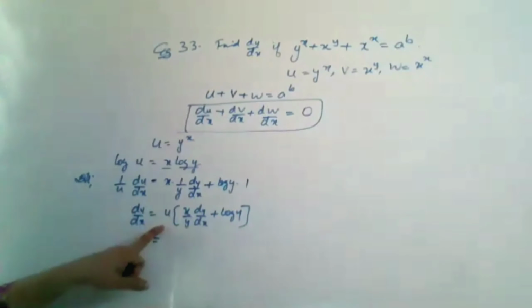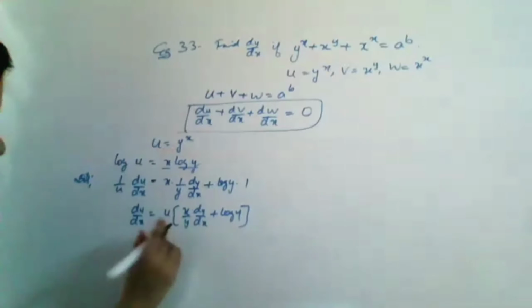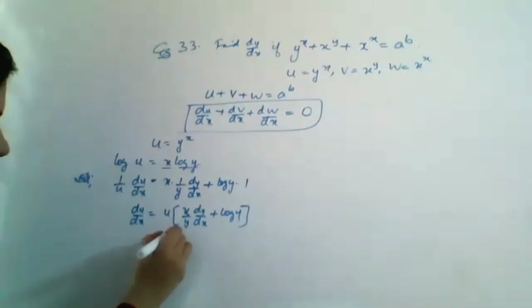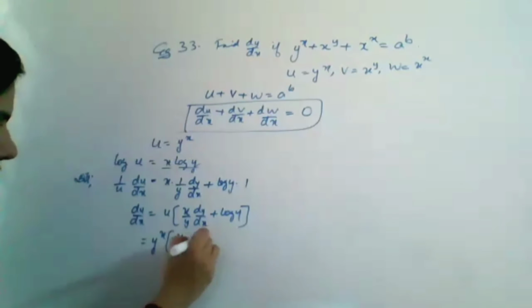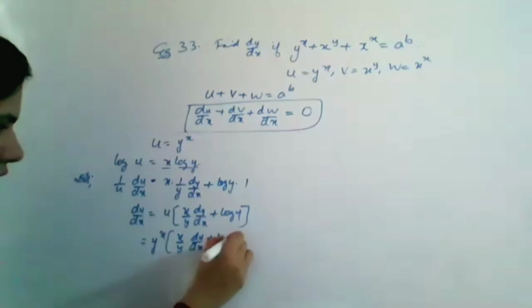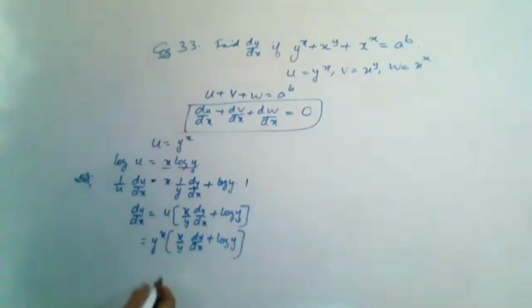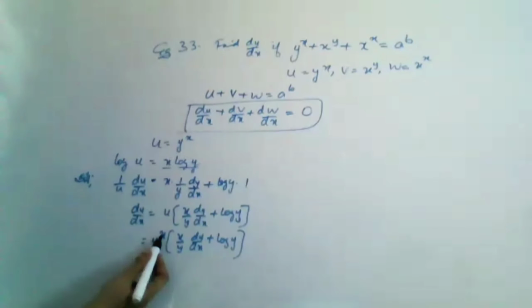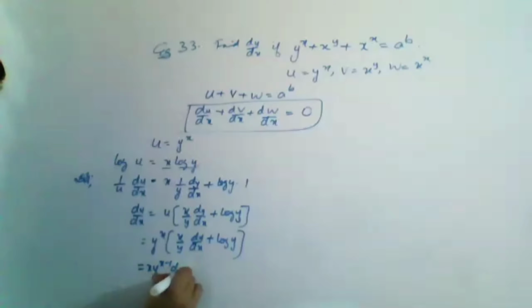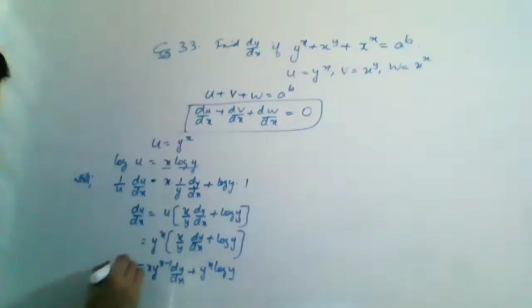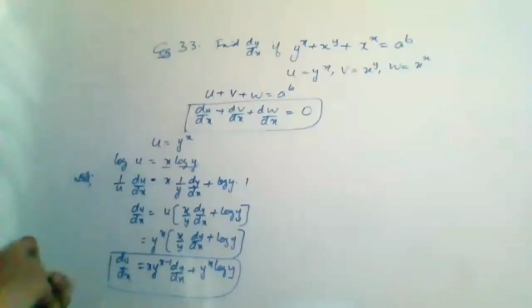Du by dx is u into x by y dy by dx plus log y. Okay. And instead of u, you have to replace the value of u, which is y raised to x into x by y dy by dx plus log y. Okay, again here you have an option. See, here you have a y, here it is y raised to x. If you want, you can make it as y raised to x minus 1, x into y raised to x minus 1 into dy by dx plus y raised to x into log y. So this is your du by dx.